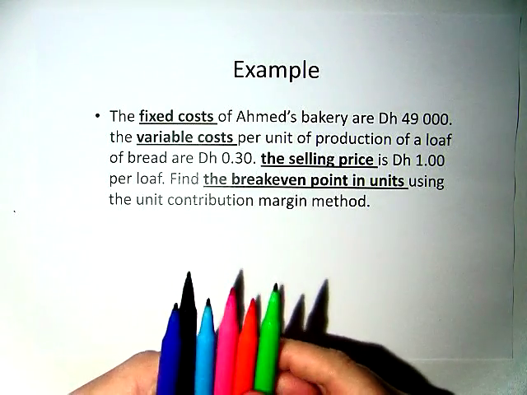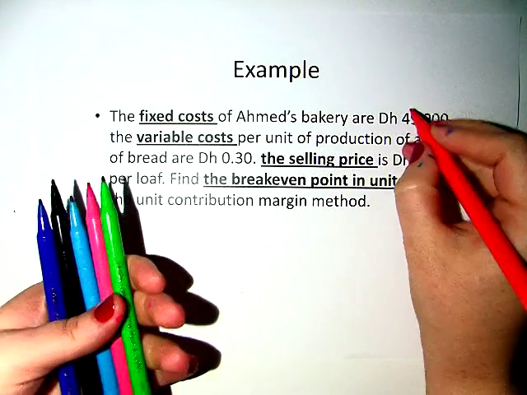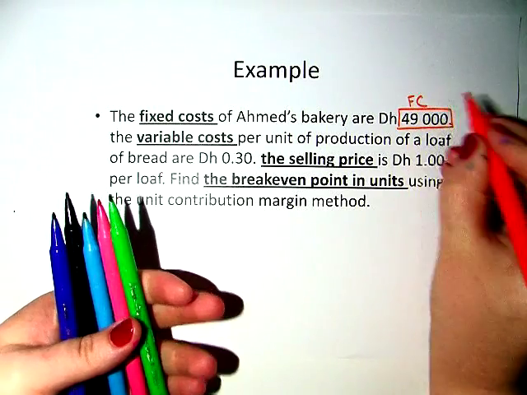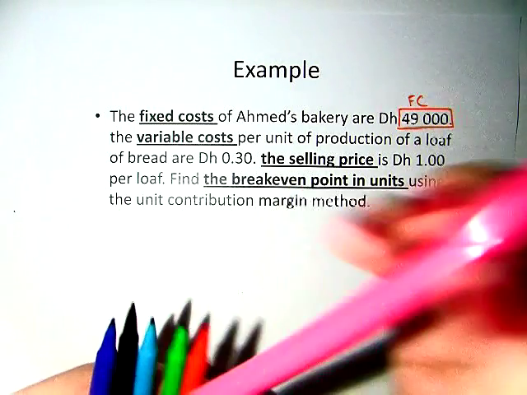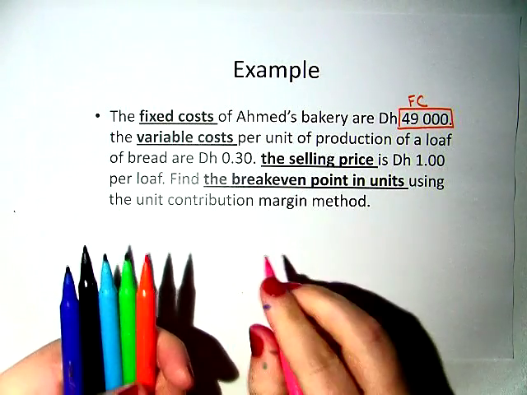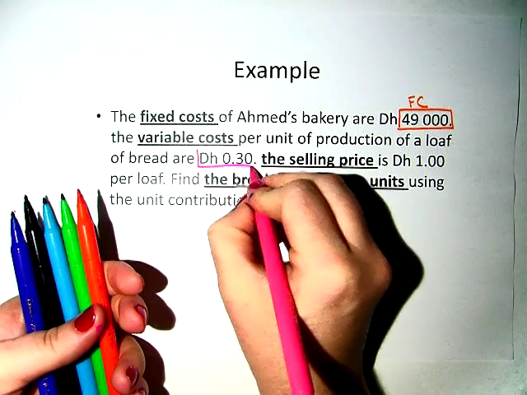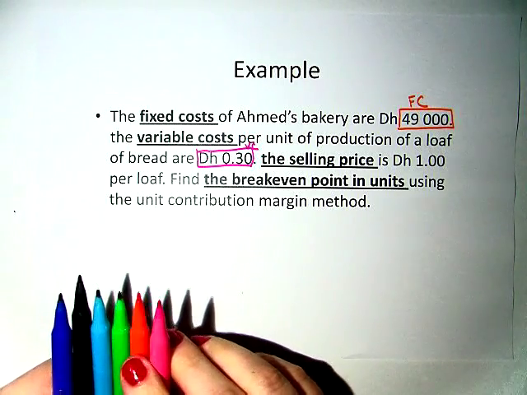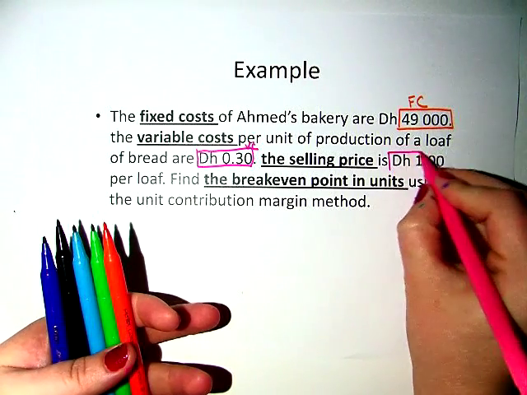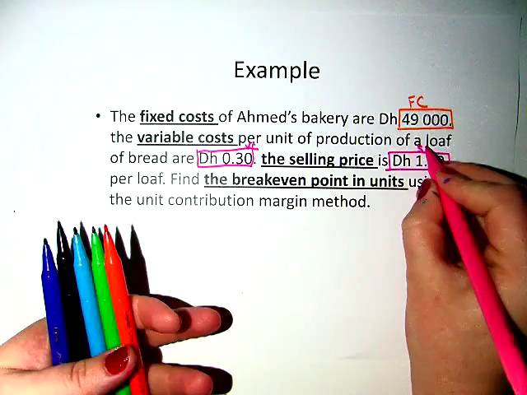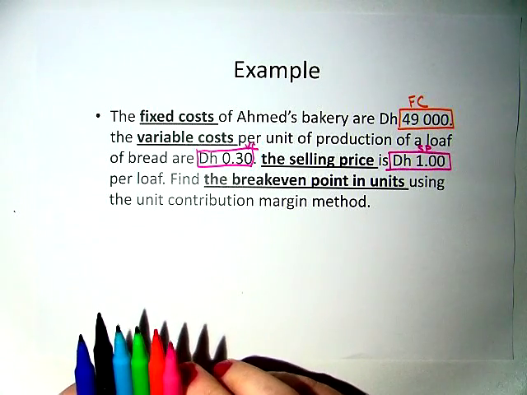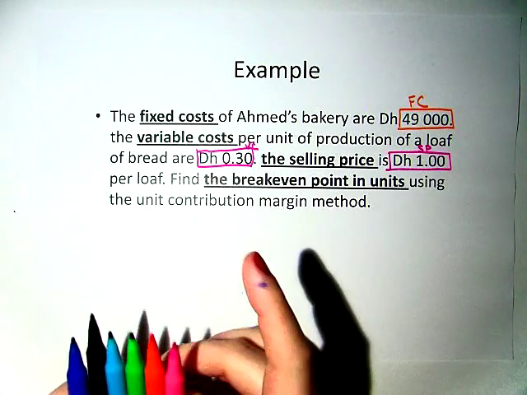The fixed costs for Ahmed's Bakery are 49,000 dirhams. So that was easy. They told us up front that was the fixed cost. And the variable costs per unit of production of a loaf of bread are 30 fils. The selling price is 1 dirham per loaf. Find the break-even point in units using the unit contribution margin method.